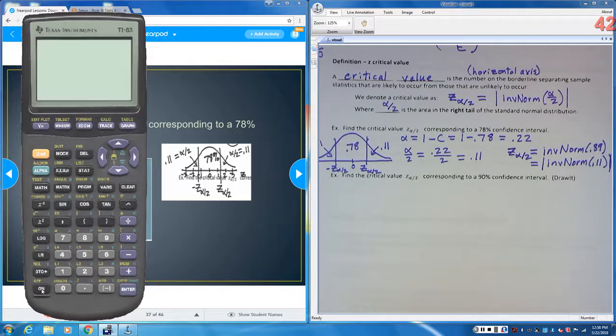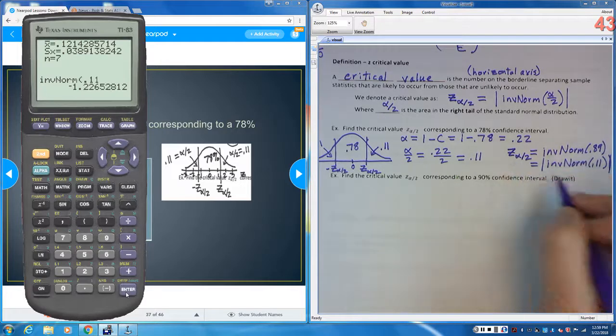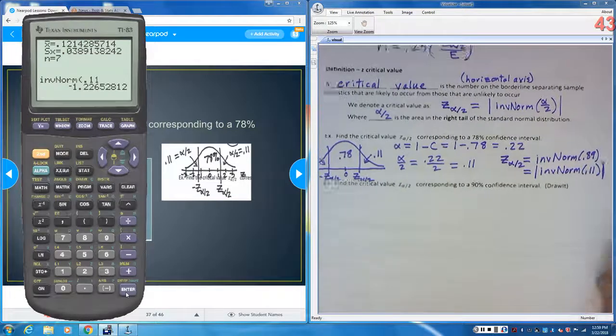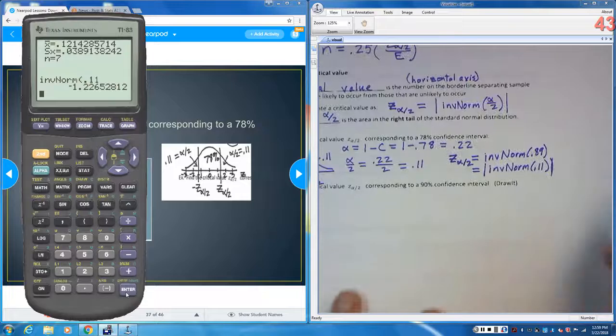Inverse norm, so we go into our calculator. This is chapter 6 stuff in chapter 7. So number 3, inverse norm of 0.11, and then we know we need the positive value. And we usually round z to 2 places, unless it's one of those common critical values where on the table they've rounded to 3. So this is going to be positive 1.23.